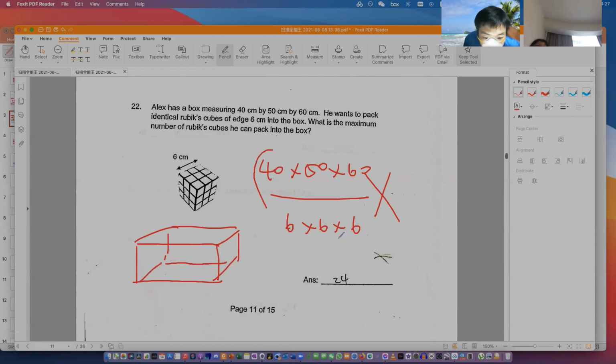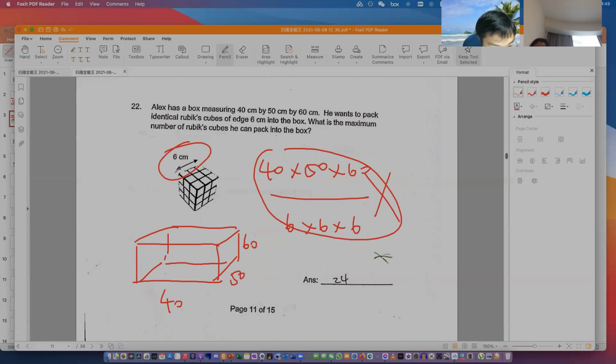So basically, if you use this method, you cannot. If I label this box out first, I can explain to you why. First thing first, for this 6 cm, we make all 6 cm. You need to find out how many 6 you can put here. You realize you only can put 6 of them. How many 6 can you put here? You can put 8 of them. And here, you can put 10 of them.